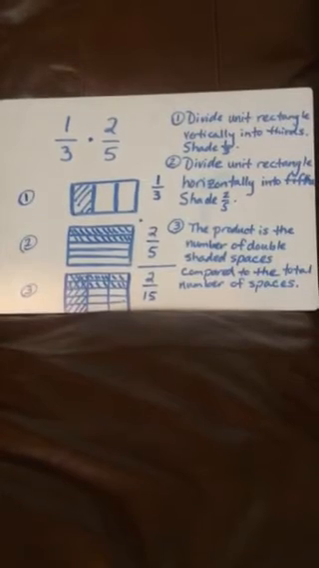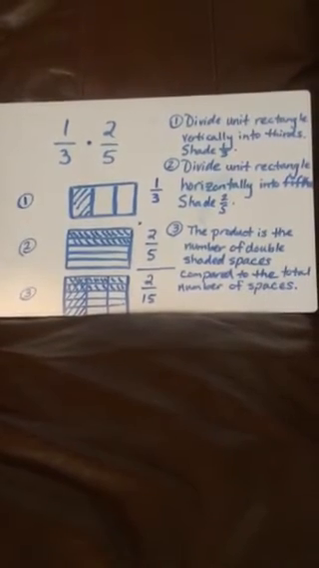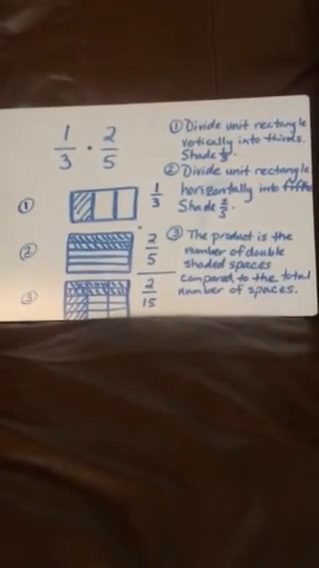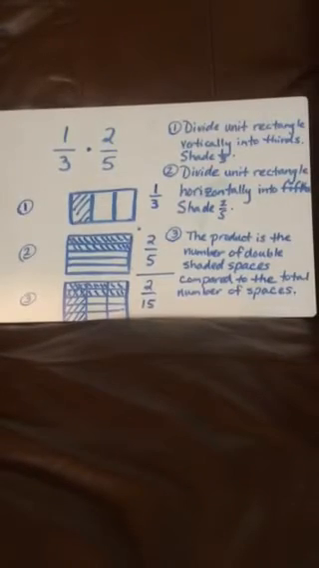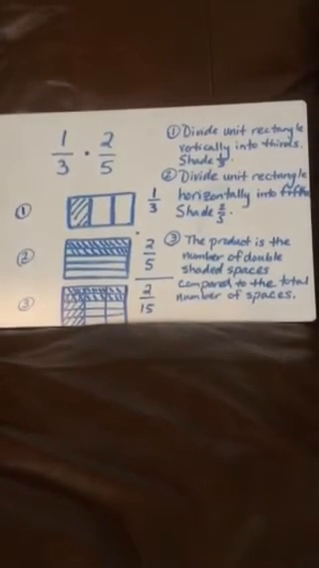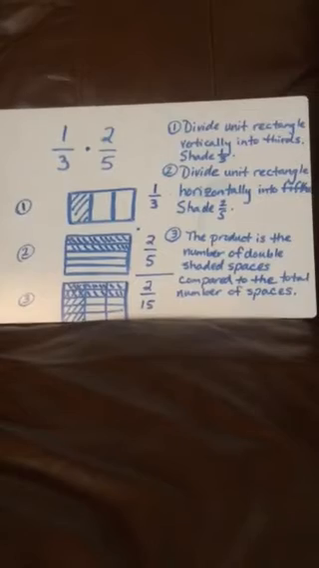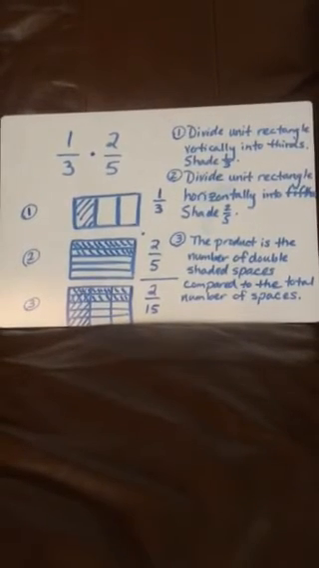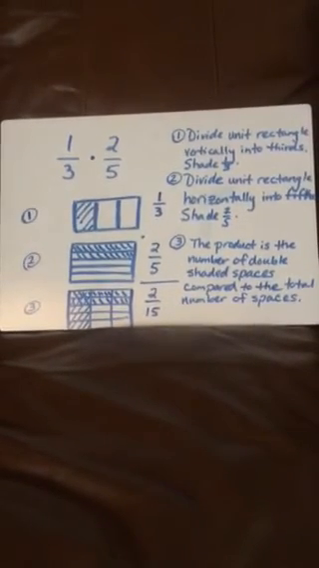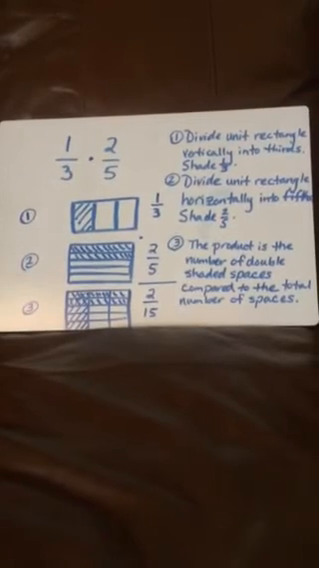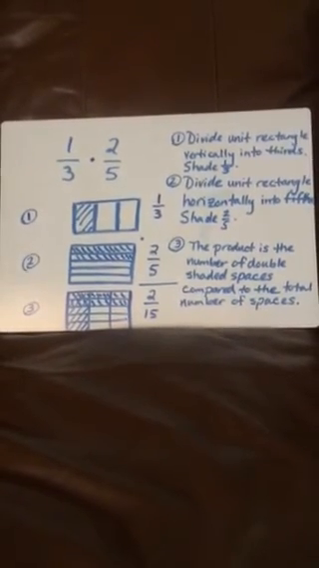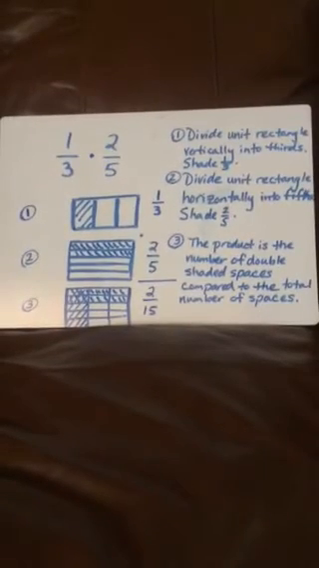Okay, the third unit rectangle models the product. Really, it's just if I took the first rectangle and laid it on top of the second rectangle, you would get the third rectangle. And you'll see that when we overlay the first rectangle on top of the second rectangle, there are 2 out of 15 pieces that are double shaded. And that's our product, 2/15.